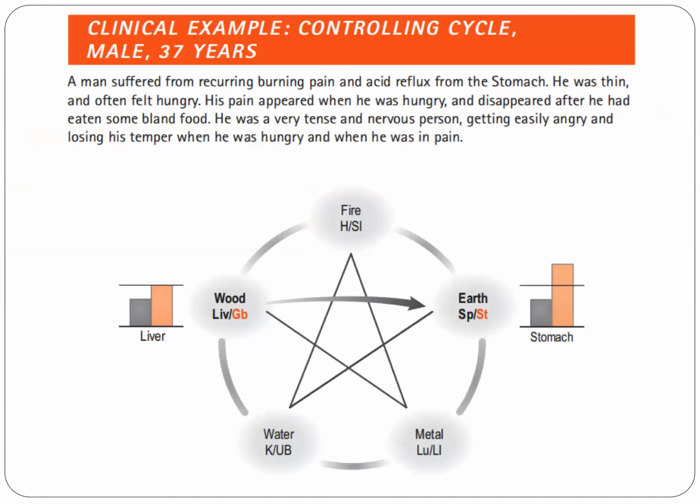Okay po. The explanation po the other side. Pero clinical example muna tayo. Patient, 37 years old, male. This man suffered from recurring burning pain and acid reflux from the stomach. He was thin and often felt hungry. His pain appeared when he was hungry and disappeared after he had eaten some bland food. He was a very tense and nervous person, getting easily angry and losing his temper when he was hungry and in pain. So, kita nyo yung wood, nagre-react, kinokontrol niya yung earth or yung spleen.